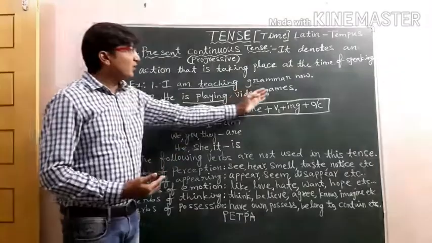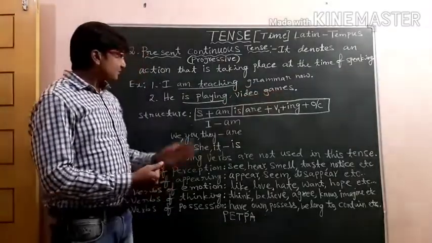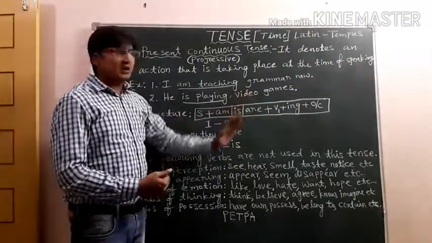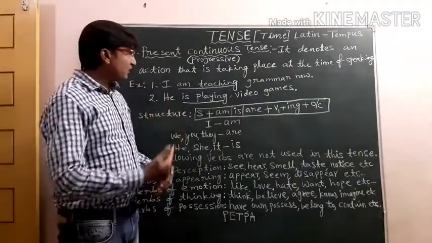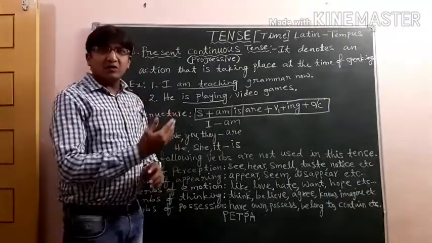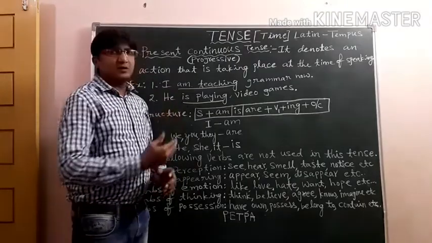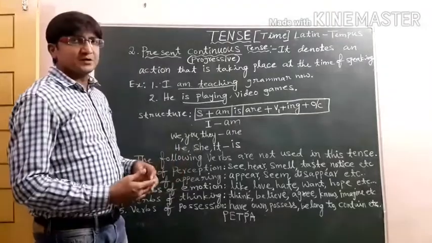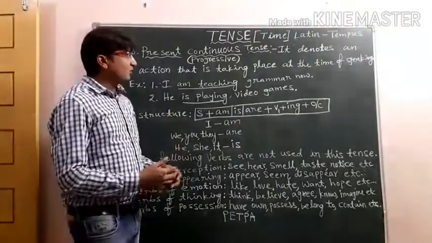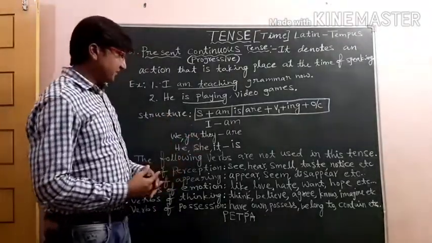So like that we can make so many sentences. He is playing video games. Affirmative. He is not playing video games. Negative. Is he playing video games? Interrogative. Is he not playing video games? Interrogative negative. Like that we can make so many sentences. Please try these sentences on your own.